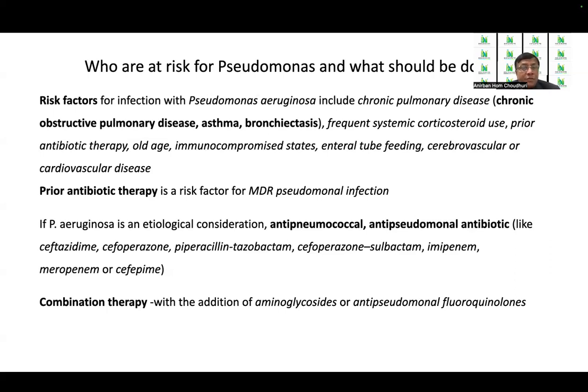If Pseudomonas aeruginosa is an etiological consideration, then an anti-pneumococcal and anti-pseudomonal antibiotic like ceftazidime. Earlier, we had talked about cefotaxime. Now we are talking about ceftazidime, cefoperazone, piperacillin tazobactam, cefoperazone sulbactam, imipenem, meropenem. So these are all antibiotics which have both anti-pneumococcal as well as anti-pseudomonal effect. And combination therapy with the help of aminoglycosides or anti-pseudomonal fluoroquinolones. So this kind of therapy should be given to patients who are at risk of pseudomonal infection, whether multi-drug resistant or not.